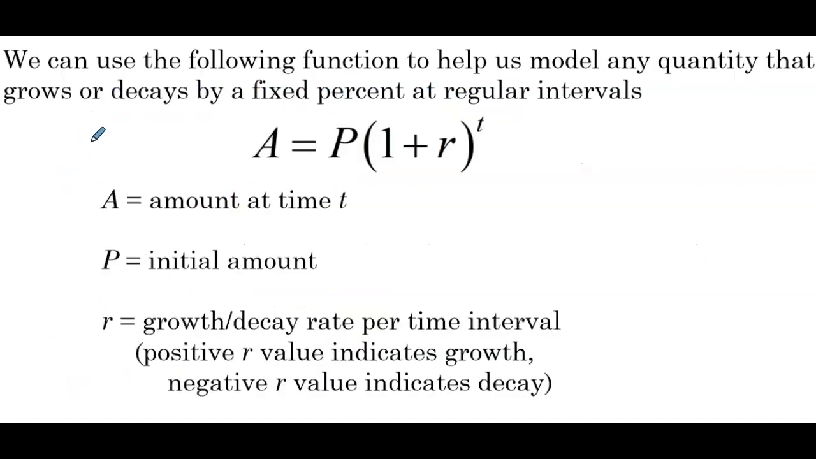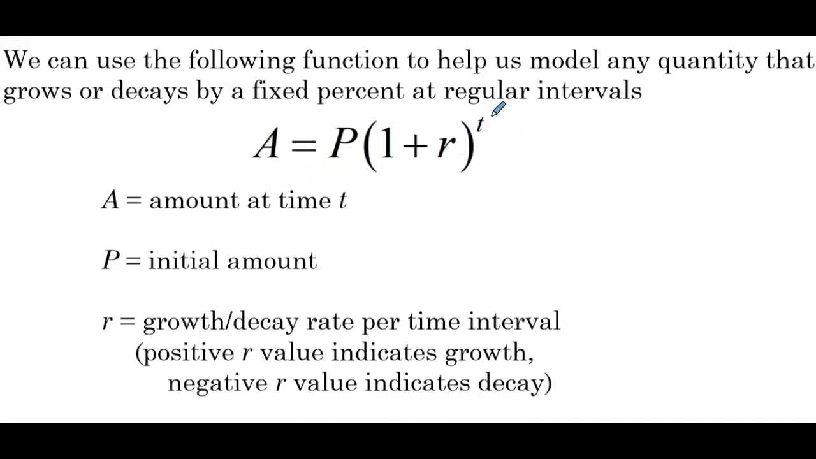We can use the following function to help us model any quantity that grows or decays by a fixed percent at regular intervals. And we discussed this idea of regular intervals, right? Like 0, 1, 2, 3 weeks, not 0, 2, 8, 11. That wouldn't be regular intervals. So the equation is A equals P times 1 plus R to the T.